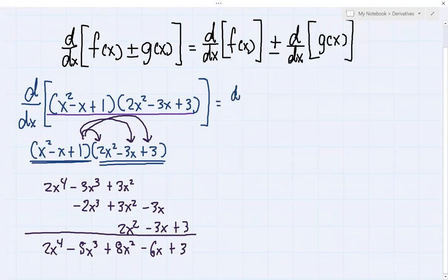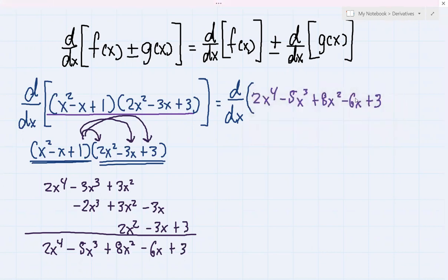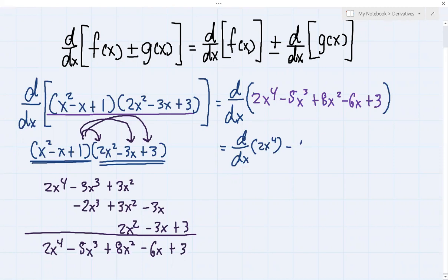So in here, we will have the expanded form nito, which is eto. Nasa baba. Iusog ko na lang. Ayan. There you go. So that's it. Now, we can differentiate. Okay? So ito, magiging derivative ng 2x raised to 4 minus derivative ng 5x squared plus derivative ng 8x squared.